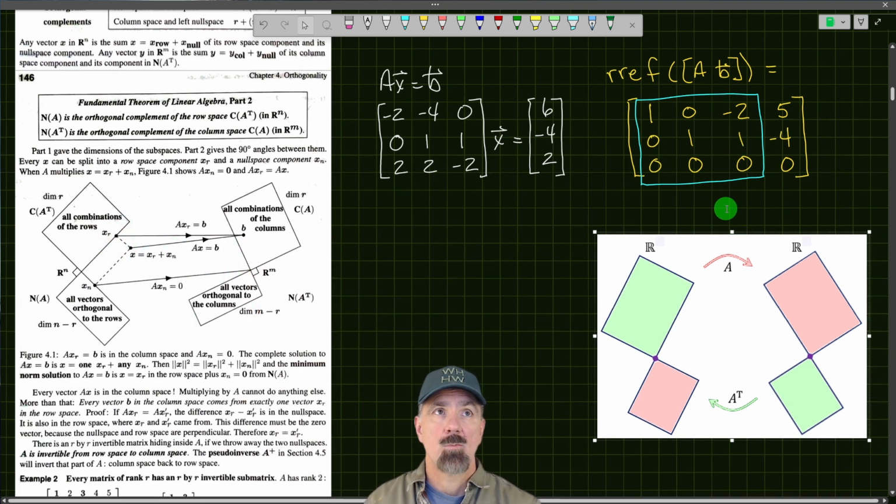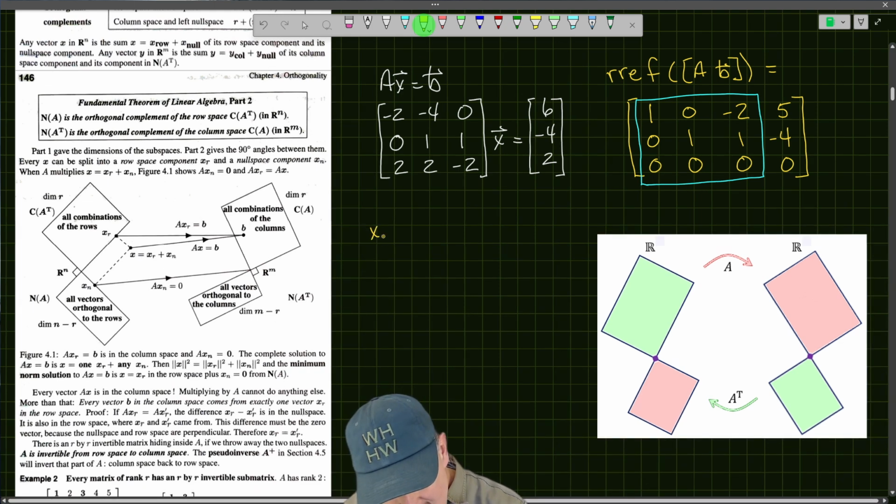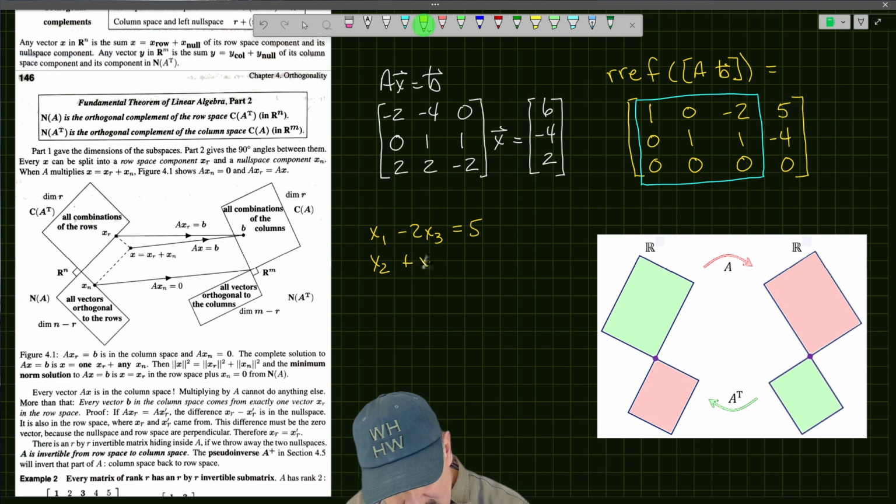But first of all, I want to come up with a solution. So we can write out the solution. We'll go through this the way we always do. This is x1 minus 2x3 is equal to 5, and x2 plus x3 is equal to negative 4, and of course x3 is the free variable.